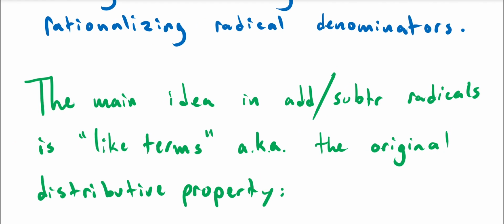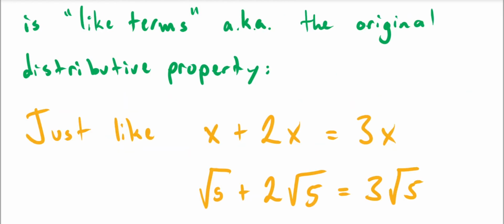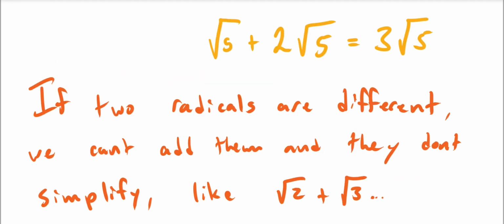The main idea in adding and subtracting radicals is like terms, which, as we saw in previous videos, relates back to the original distributive property. In the exact same way and with the exact same proof that x plus 2x is 3x, the square root of 5 plus 2 square roots of 5 gives us 3 square roots of 5. Now this works just fine as long as our radicals all have common radicands, arguments of the radical. But if they're different, like in this case where there's a 2 and a 3 for our radicands, then in general they don't simplify. There's really not a good way to simplify the square root of 2 plus the square root of 3. That's really just where you'd have to leave it.